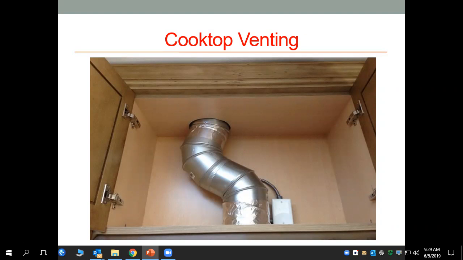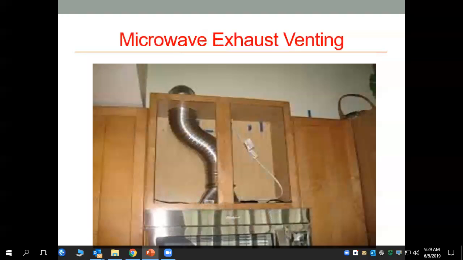Cooktop venting. Again, it's becoming so much more critical and important. Here's one that's vented, smooth pipe, elbows. You could have used another piece of tape, but overall, a good venting solution. Here's one with metal flex for a microwave that did pass code. They had a manufacturer's letter that said that is an approved application.